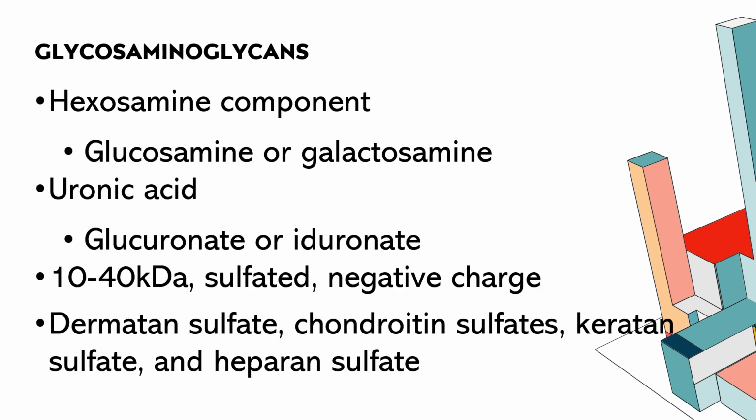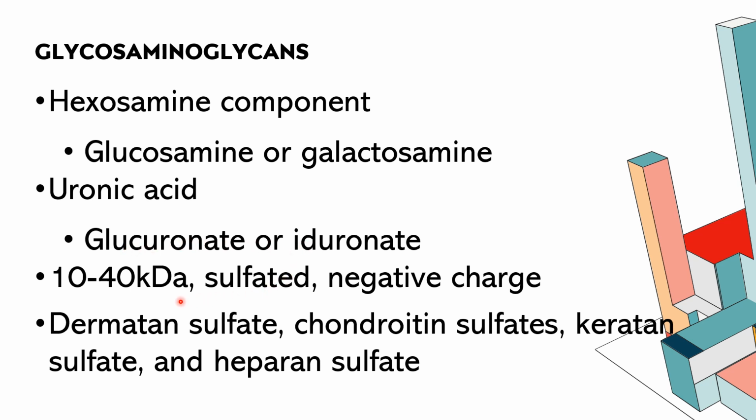Let's take a look at these components of your ground substance one by one. Your glycosaminoglycans have a hexosamine component, which is glucosamine or galactosamine. The hexosamine is part of the repeating disaccharide units, as we mentioned earlier. This hexosamine component is either glucosamine or galactosamine. And the uronic acid is either glucuronate or iduronate.